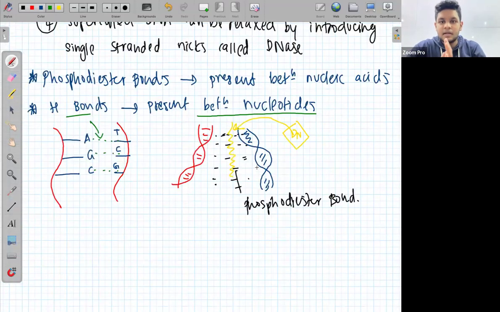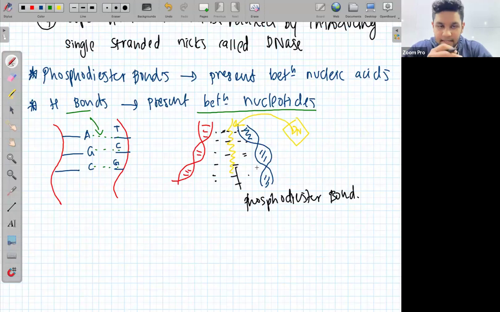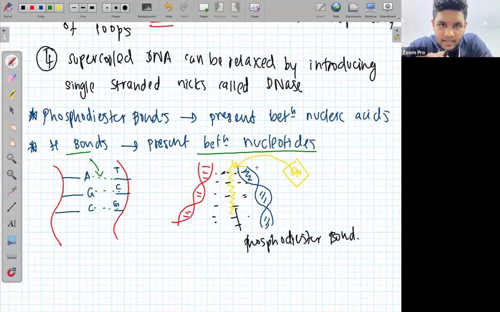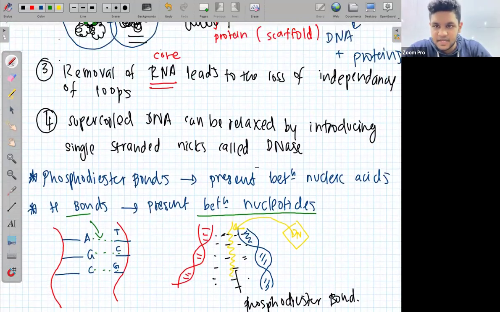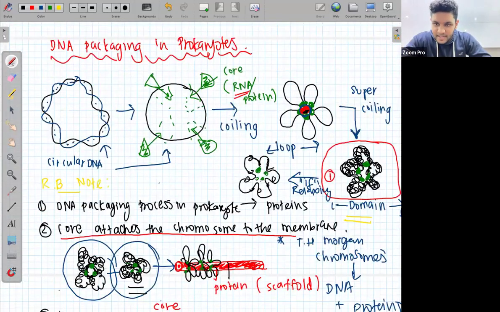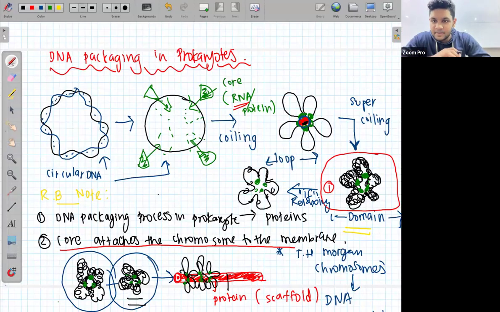Is this statement clear? I'll give an explanation again. They're saying supercoiled DNA can be relaxed by introducing single-strand nicks, called DNase. DNase is a type of protein which breaks the phosphodiester bonds between nucleic acids, right? If DNase comes into the domain, they will be relaxing it by breaking the phosphodiester bonds that are present between the loops, and they will be changing the shape into like this shape.